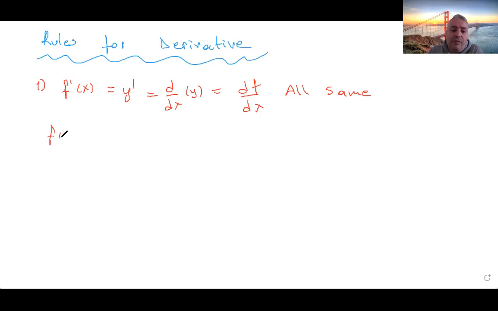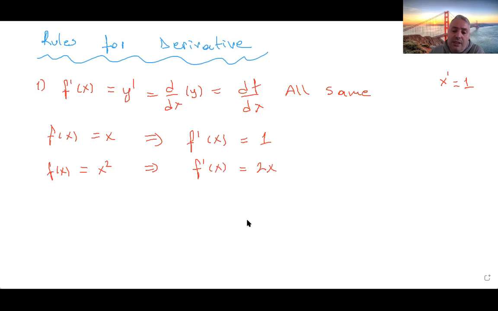And let me start the rules. If I say f of x is equal to only x, its derivative f prime of x is 1. So the derivative of x is equal to 1. When we use this prime, it means that it is the derivative. This is not x to the power of 1. No, it is x prime, which is the derivative of the function f of x. Now the second thing, f of x is equal to x squared. Its derivative is 2x. So these are the functions we see so much.